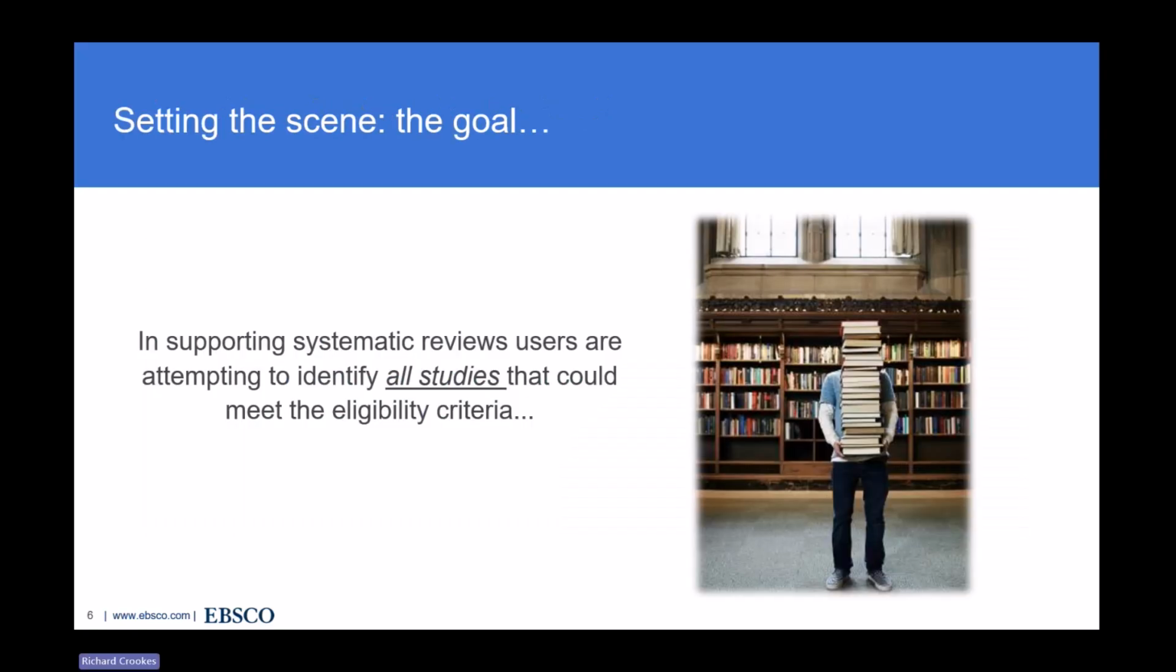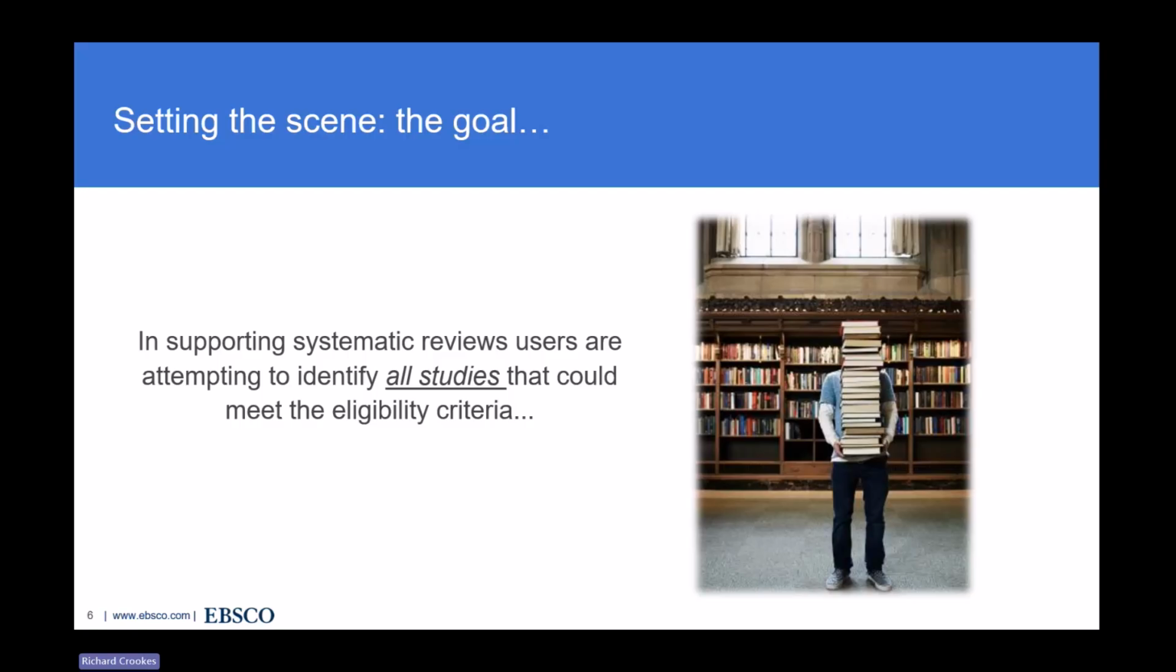Okay. In terms of setting the scene then, the goal, of course, in supporting systematic reviews is that you are attempting to identify all studies that can meet the eligibility criteria. So it could be yourself who's performing the review, or you're supporting those that do. So you're trying to identify all studies, or some would argue the majority of studies, because finding all would probably be virtually impossible.